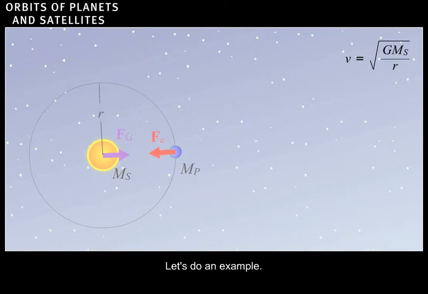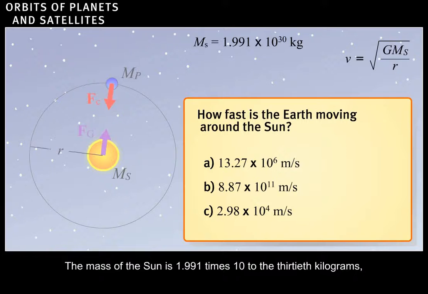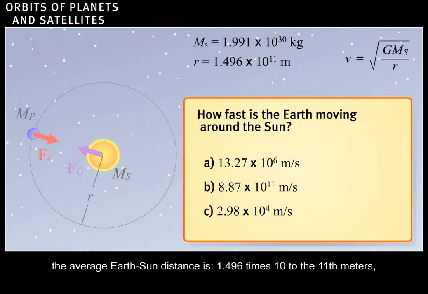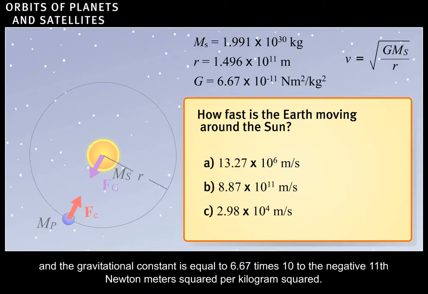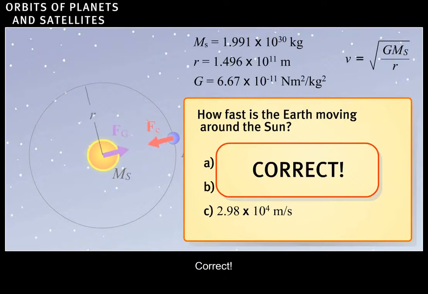Let's do an example. How fast is the Earth moving around the Sun? The mass of the Sun is 1.991 times 10 to the 30th kilograms. The average Earth-Sun distance is 1.496 times 10 to the 11th meters, and the gravitational constant is equal to 6.67 times 10 to the negative 11th Newton meters squared per kilogram squared. Correct.